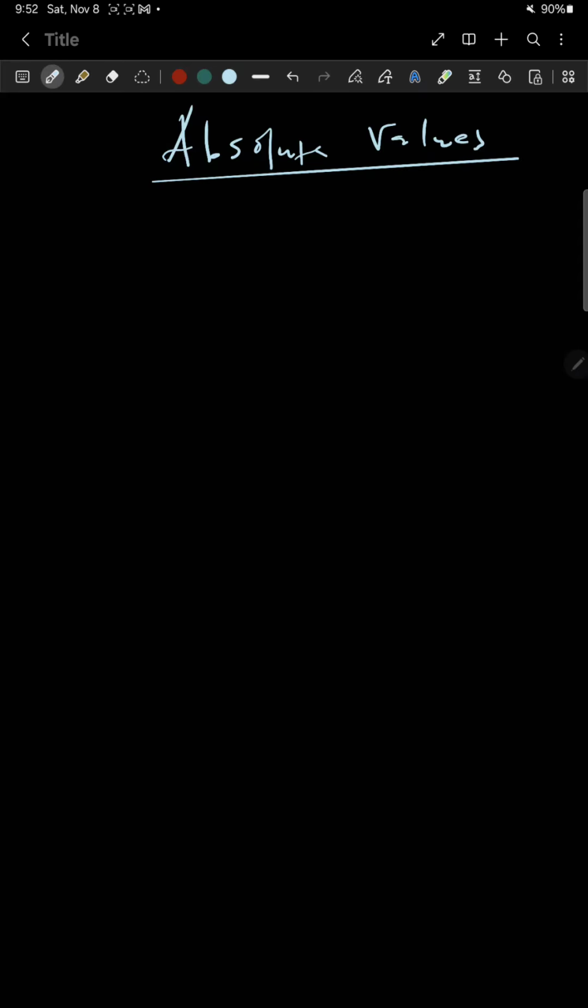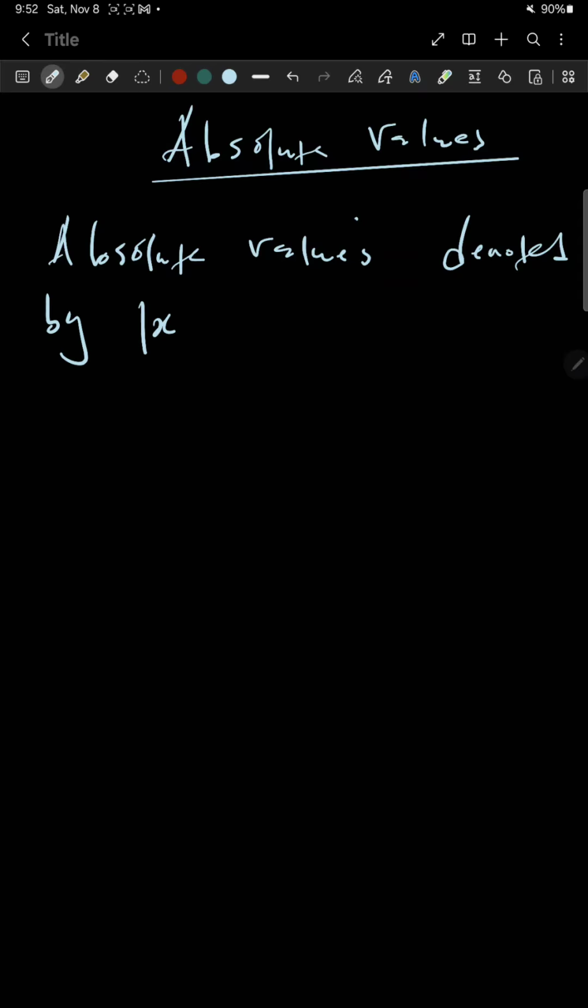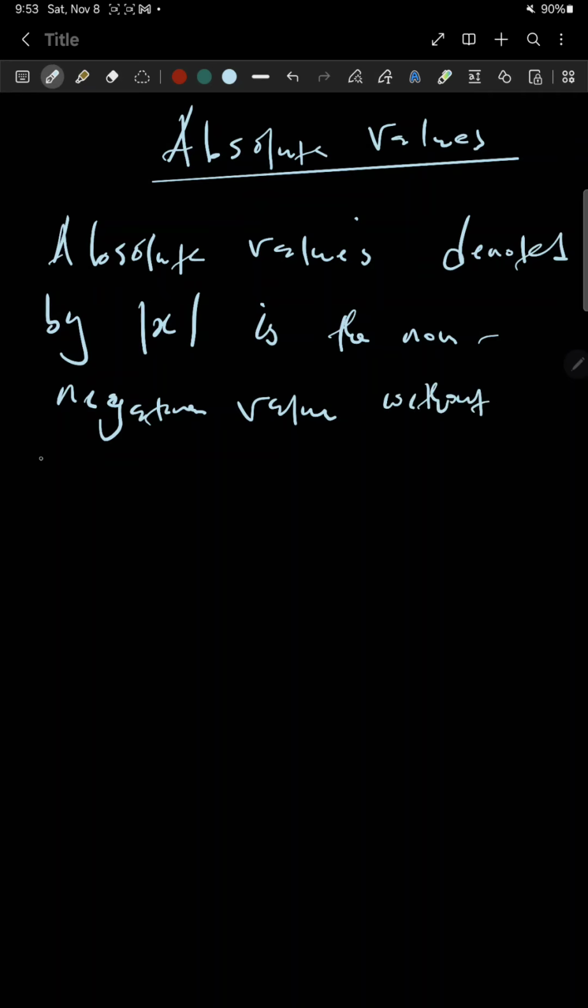Okay, so what are absolute values? In mathematics, absolute value, denoted by modulus of x, is the non-negative value without regard to its sign.